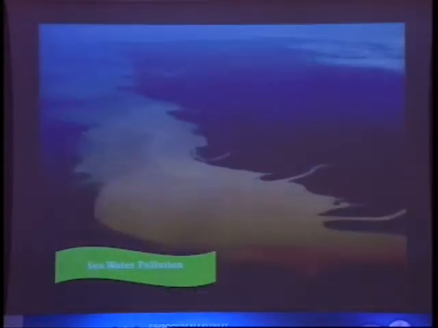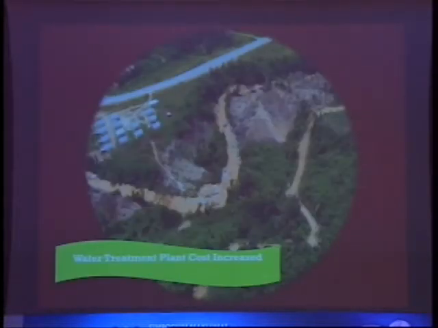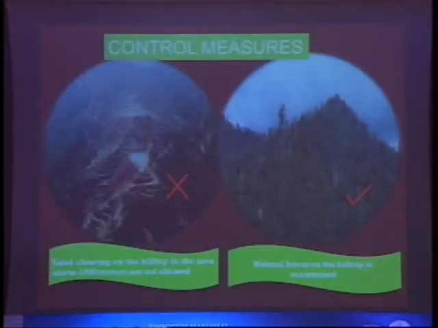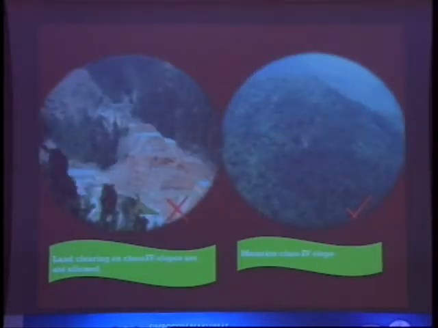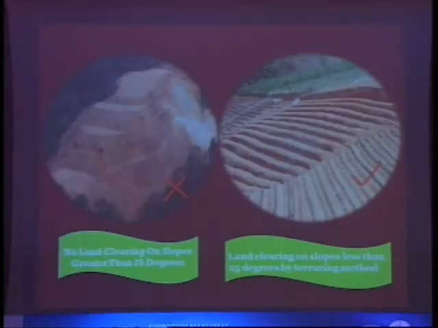This is the river, and some of the consequences. Water resources are being affected. For the water treatment plant, of course, the cost has been increased. This is the Sungai Belatop just at Lojing. Landslide. These are some of the photographs of issues in highland development. Land clearing in class 4 slopes. So these are some photographs.